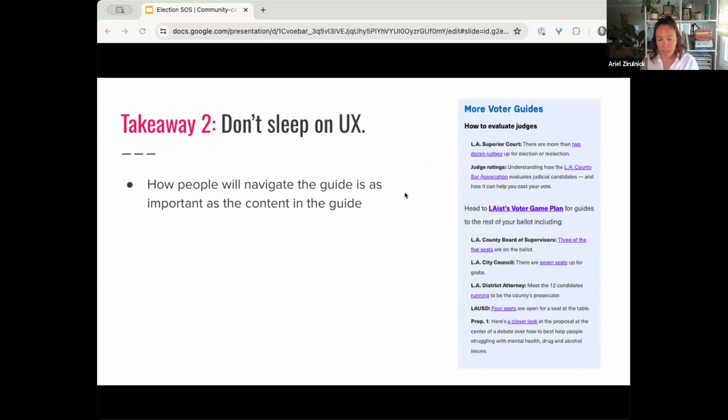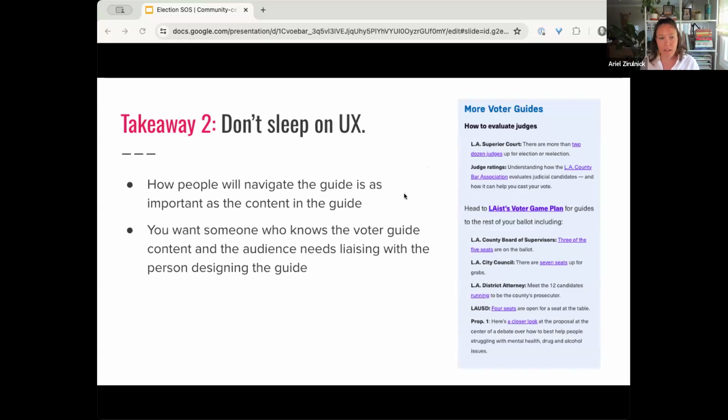So the first thing to really think about is, how are people going to navigate the guide, and making sure that in many newsrooms, the person who is designing the guide is often not in the same department as the reporters or editors who are working on the guide content. So making sure that you have somebody liaising with your product team or liaising with your outside vendor who knows the content of the voter guides, because that is really what should drive how the information is organized on your voter guide.